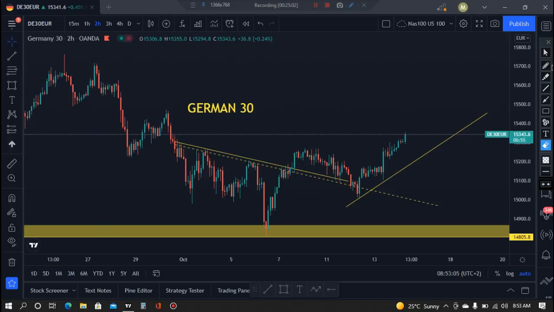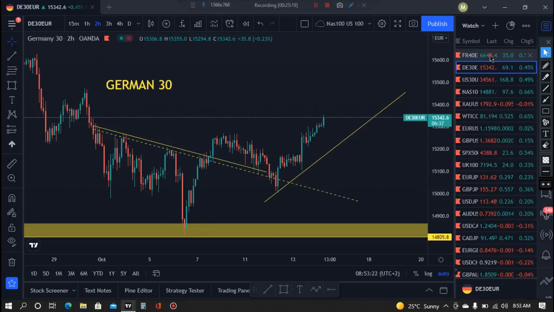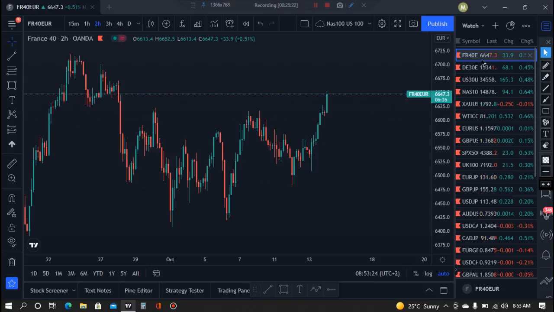So on German 30, I expect the market to push up. Simple as that. Unless we see the market coming lower here, which I don't think can happen today. Maybe tomorrow or next week, but not now, guys. So let's go to the next one, which is, sorry, France 40.